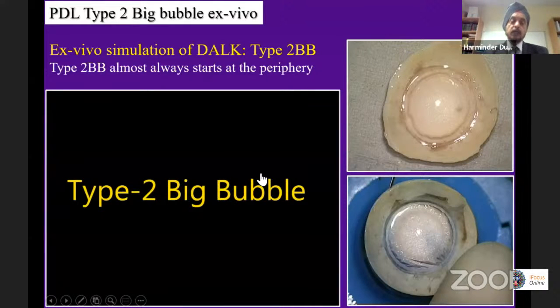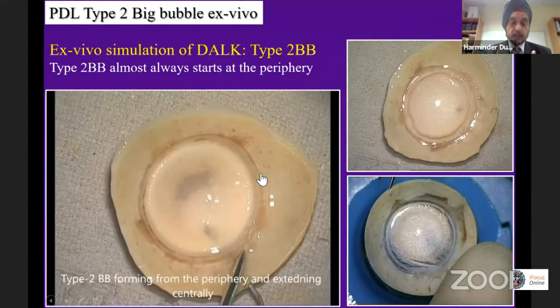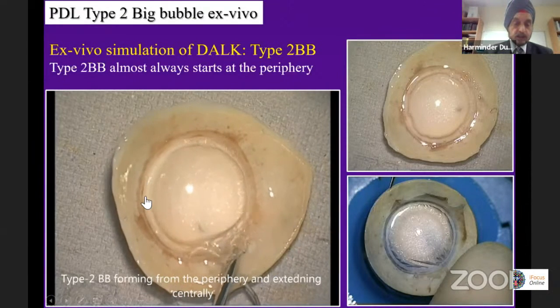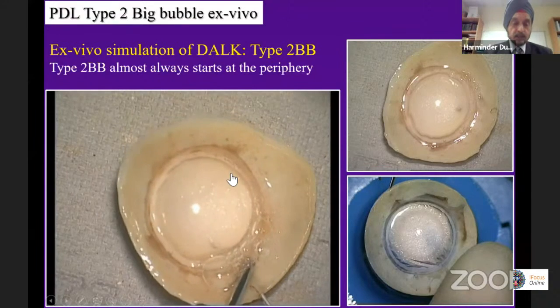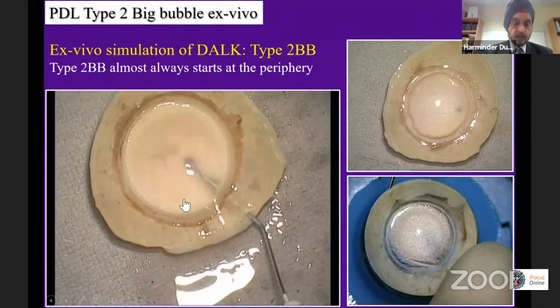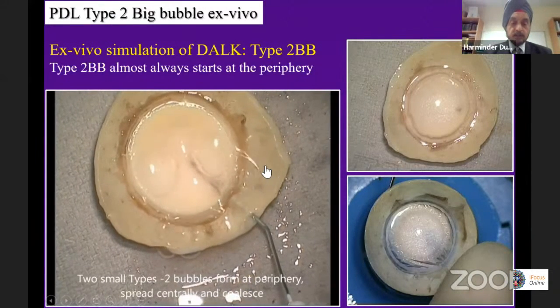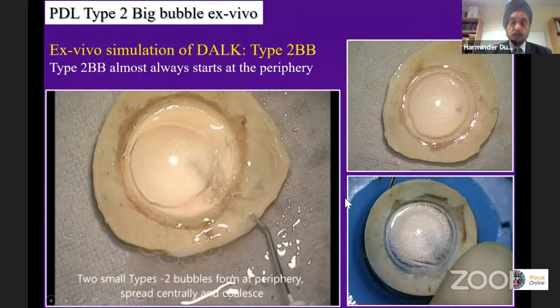And the same thing if we look at it in an eye bank eye, notice again that circular movement around the periphery. This bubble started at the periphery and then extended across the entire surface of the cornea. And air leaking. See again here, circular movement, the bubble starting at the periphery, another bubble starting here at the periphery, and the two meeting, and there is air leaking from around. And these are some examples of that. And we call this the type 2 bubble.